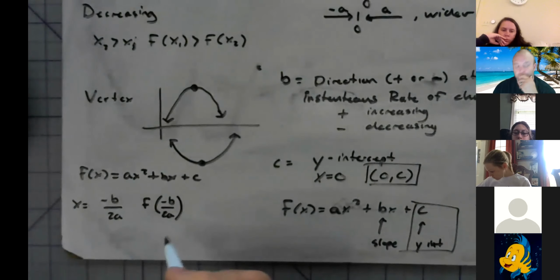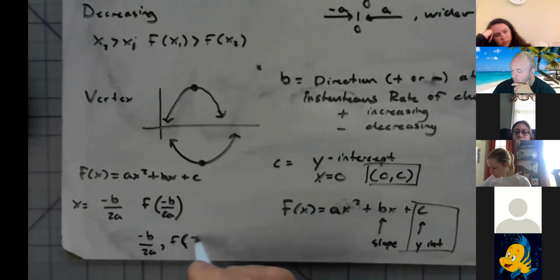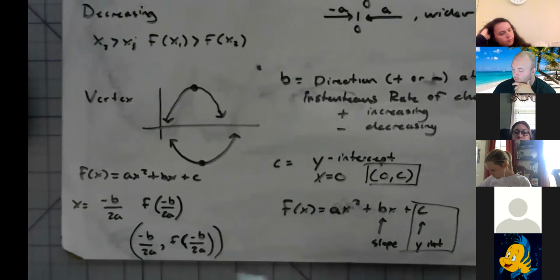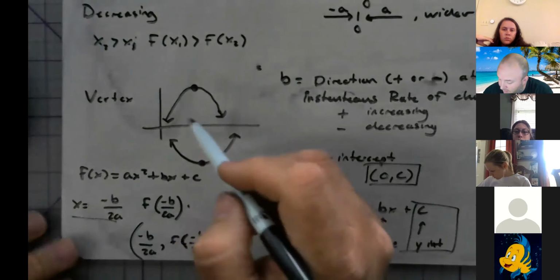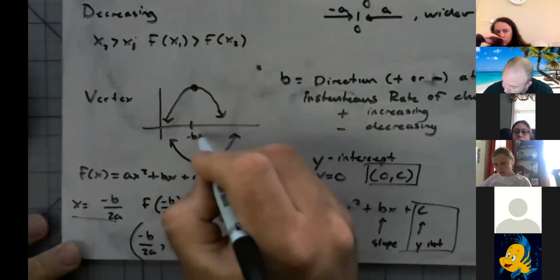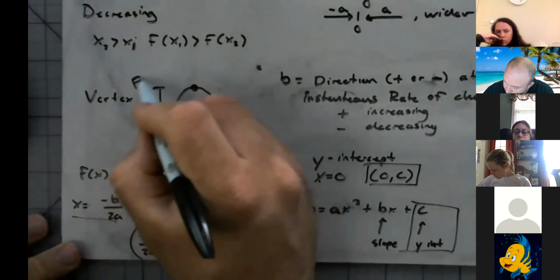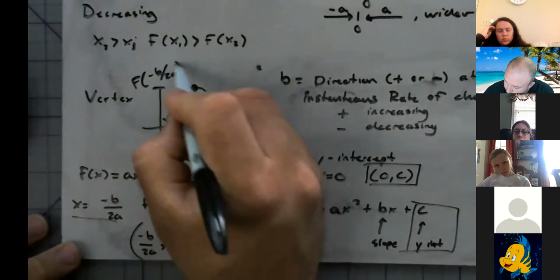Okay. So your coordinate is going to look like negative b over 2a, comma, f of negative b over 2a. So the vertex is going to tell you the location where it's at and what the actual amount is. This is the coordinate at which your vertex is applied. So there's negative b over 2a, and this amount here, f of negative b over 2a.